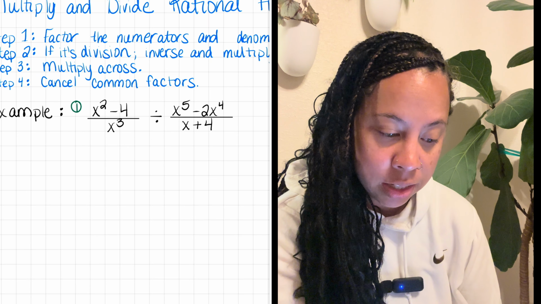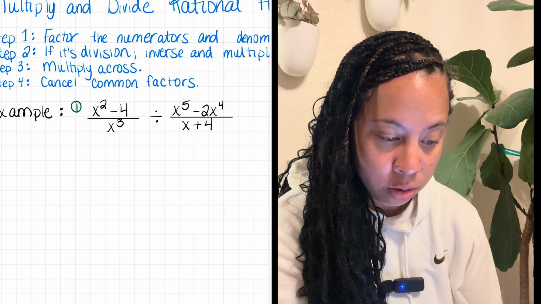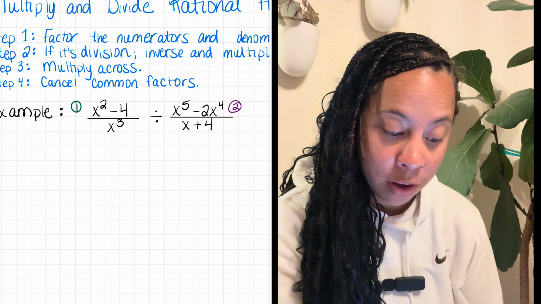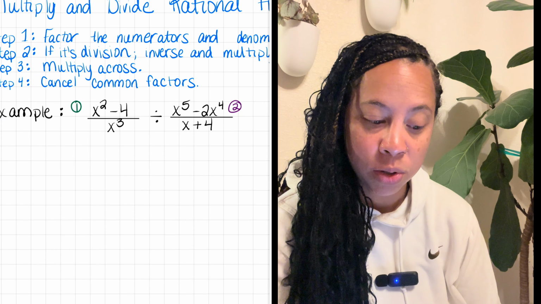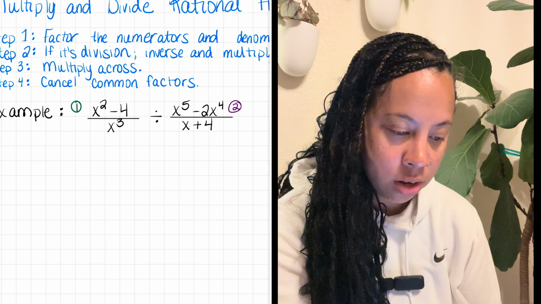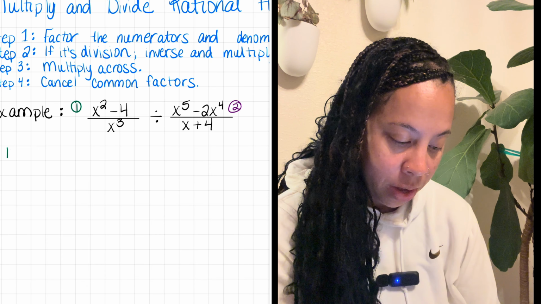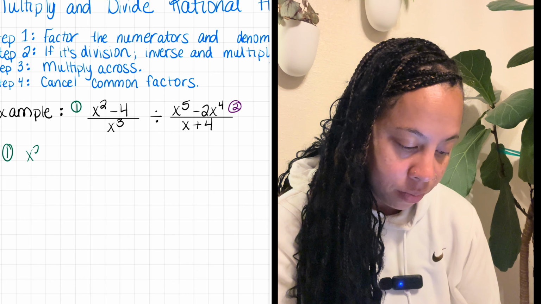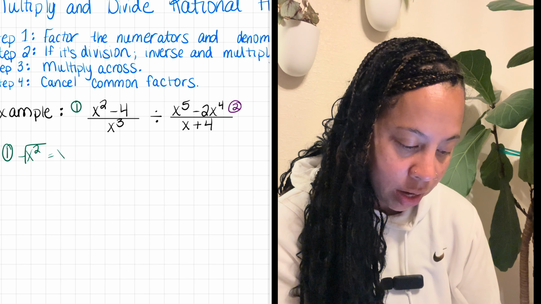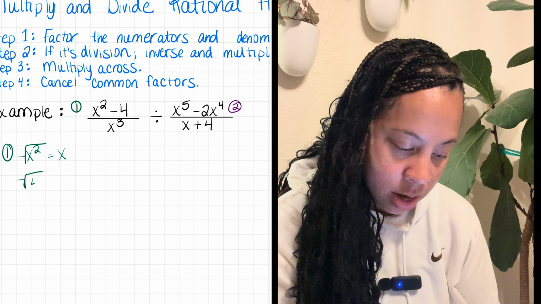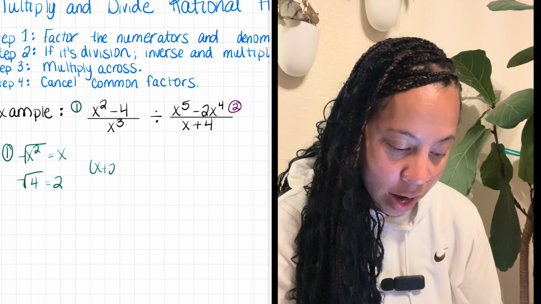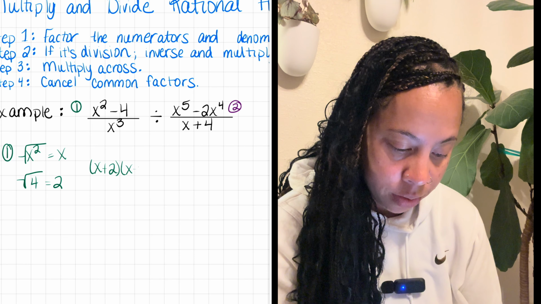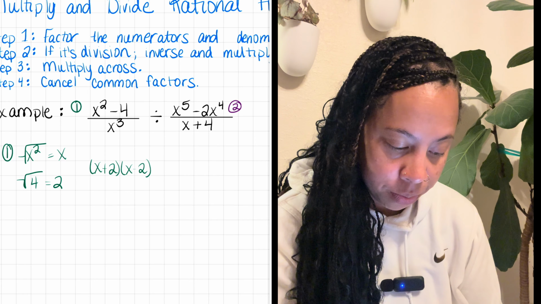On the top here, I see some x's on both terms, so I'm going to assume that we can factor out a GCF. And then on the bottom, we just have x plus 4, which is already factored. So let's go through and factor number 1. I can take the square root of x squared, and that gives me x. I could take the square root of 4, that gives me 2. So I have x plus 2, x minus 2.